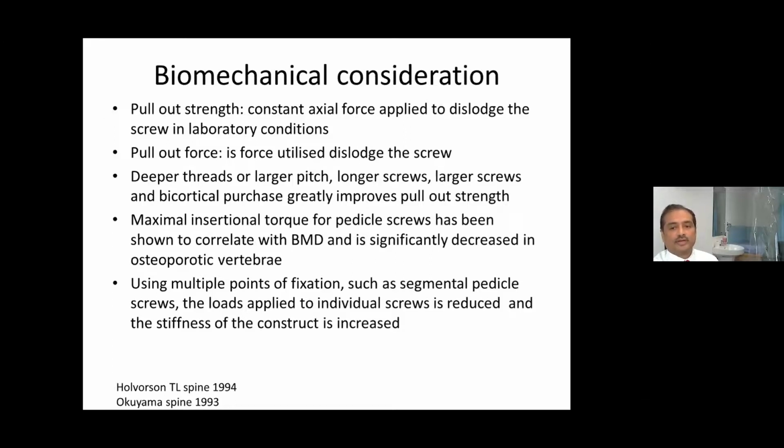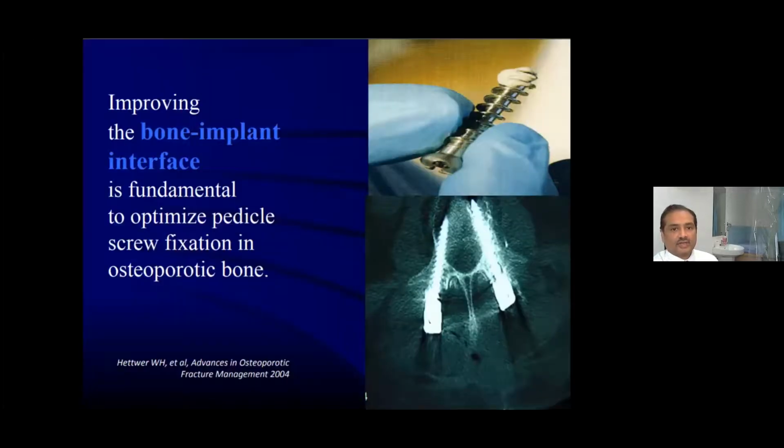So it's very important that you understand that we have challenges in these patients. So ideally use multiple points of fixation with the loads applied to the individual screws. The stiffness of the construct is significantly increased. So the most important thing to understand in the success of an implant is how we can improve the bone implant surface. That is fundamental to have a good fixation. How well they can hold on.